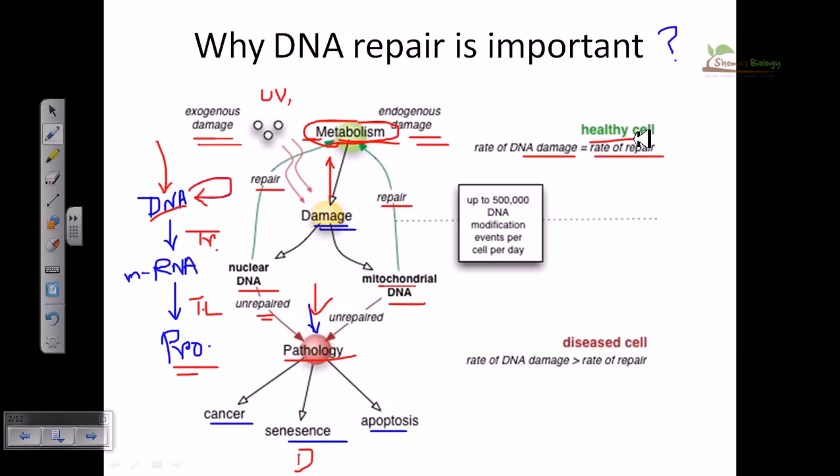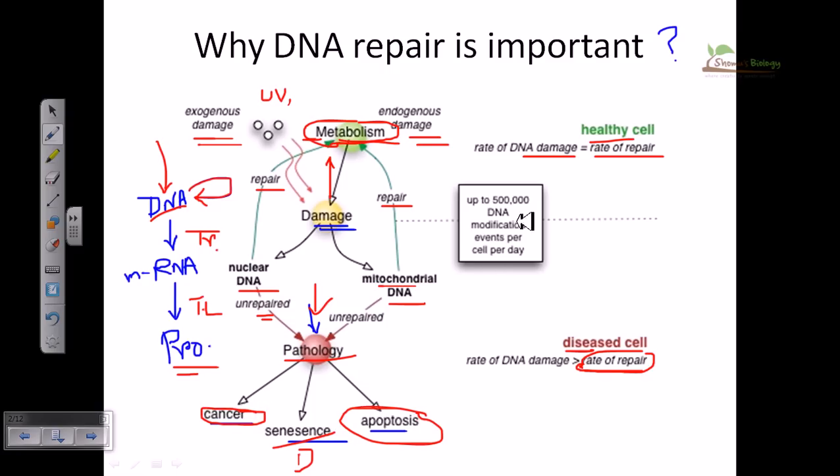That's totally justified, right? Now if the rate of DNA damage is greater than the rate of repair, that means the repair is not working fully functionally, and is not able to make the DNA healthy. As a result, the cell will be called a diseased cell, and that cell cannot live for a long time. Those cells will be taken to apoptosis or programmed cell death. Those cells can go through senescence, or sometimes they can be converted into cancer cells.